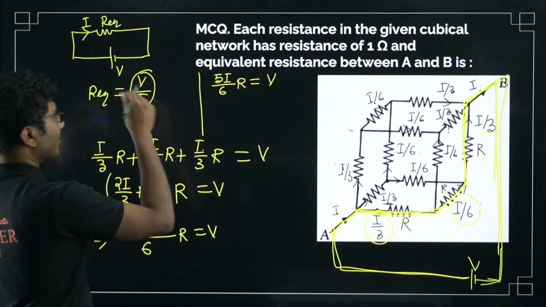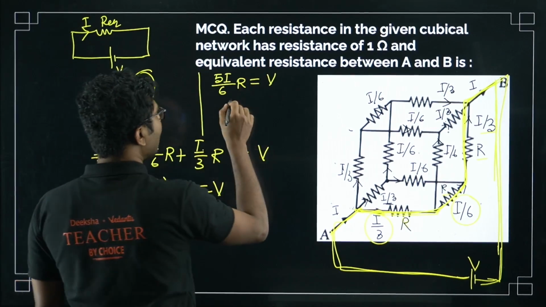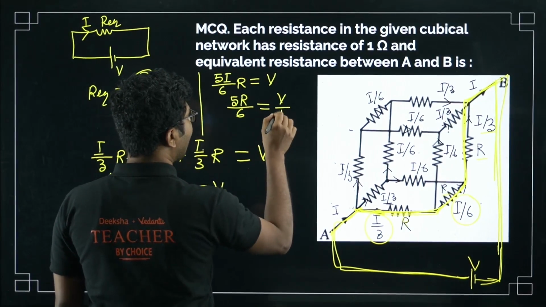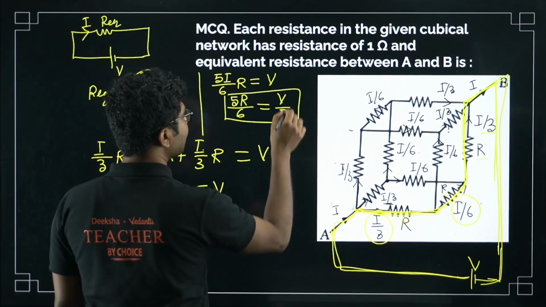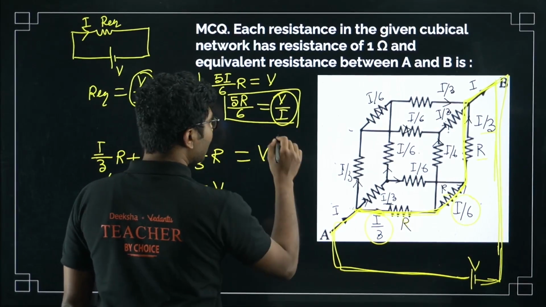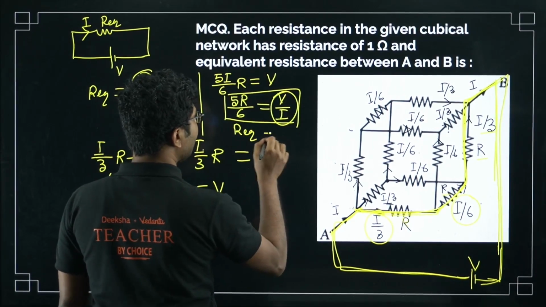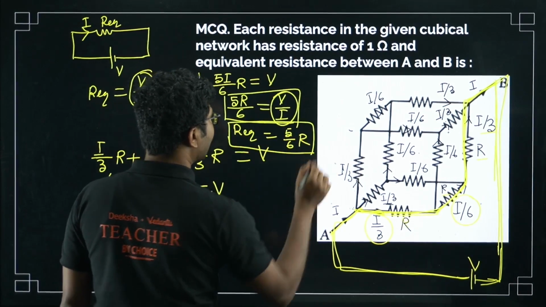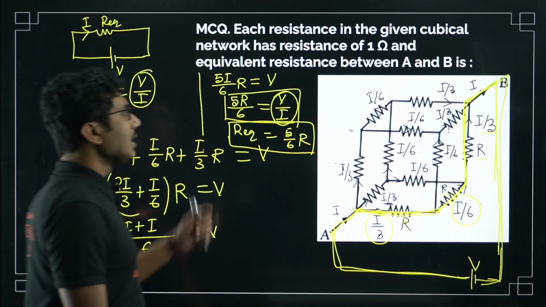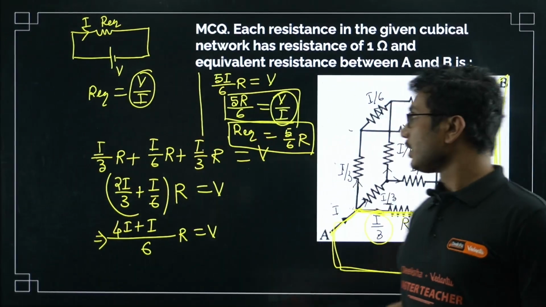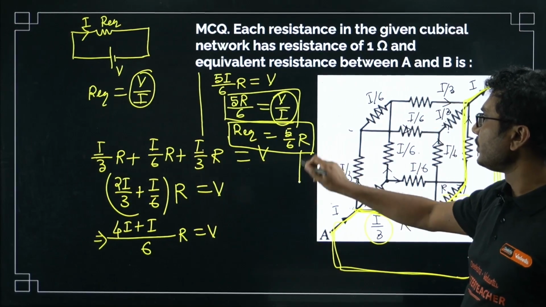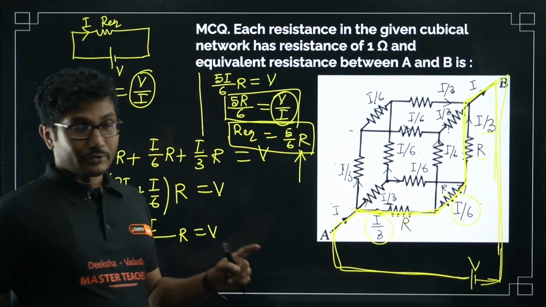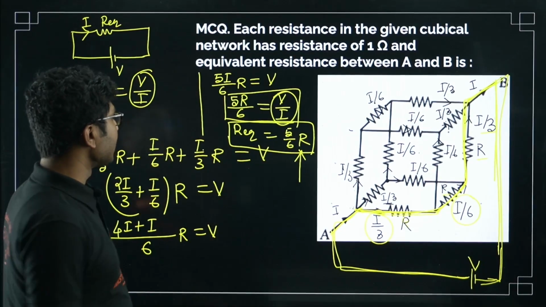Now what are we trying to find? We are trying to find V by I. So 5R by 6 equals V by I. Okay, so what is this? This is R equivalent. So R equivalent is basically 5 by 6 R. This is the general solution. Based on whatever value of R is given in your exam, you can solve this. Now if there is a cubical structure like this, you can directly use this formula to find the R equivalent. You do not need to solve this long process. This is just for your understanding.